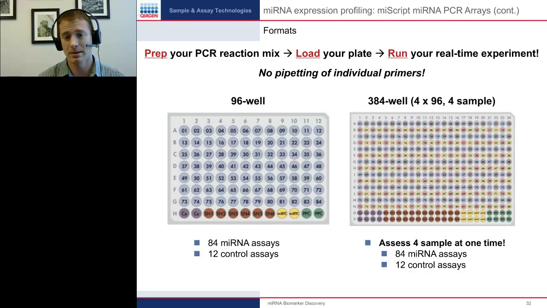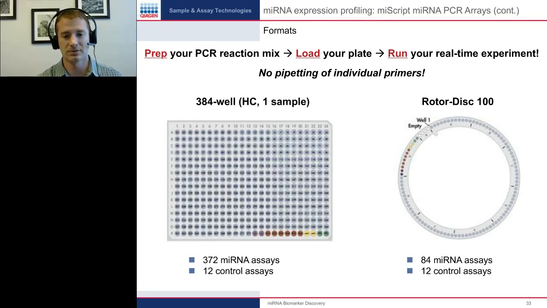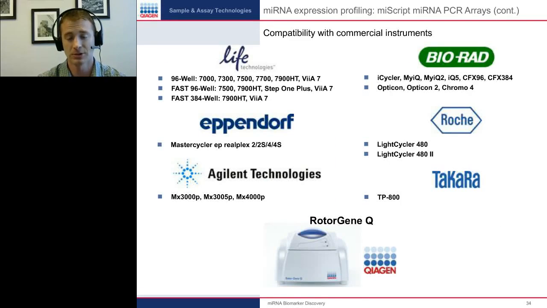And I like to tell people that it really depends on the day of the week. So Monday through Thursday, you can increase your workload fourfold, and on Friday, go home early. In addition to these two 96 and 384 well formats, we also have our 384 well HC format that allows you to assess 372 microRNAs plus 12 controls. In addition, we have pre-formatted content for QIAGEN's Rotor-Gene Q. Due to our variety of plastics and formats, we have compatibility with a wide range of instruments from Life Technologies, Bio-Rad, Eppendorf, Roche, Agilent Stratagene, Takara, as well as QIAGEN.